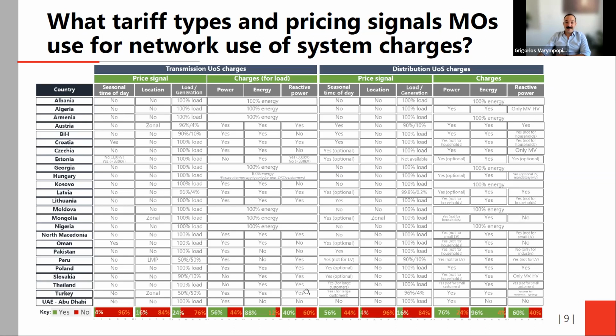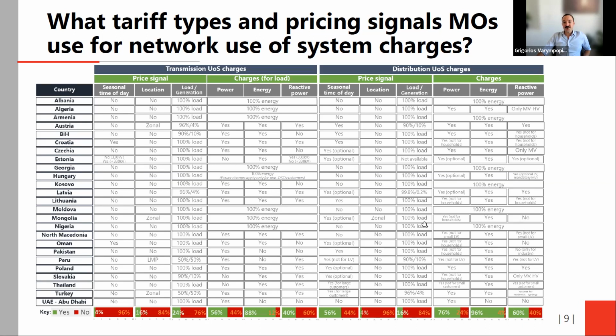And for reactive power incentives, 40% include charges that provide an incentive for reactive power, whereas 60%, the majority, do not have an incentive for reactive power improvement.